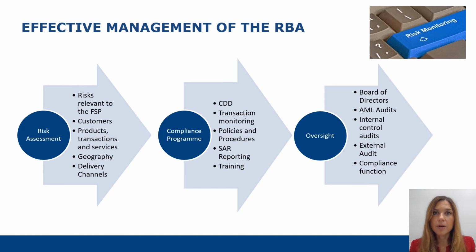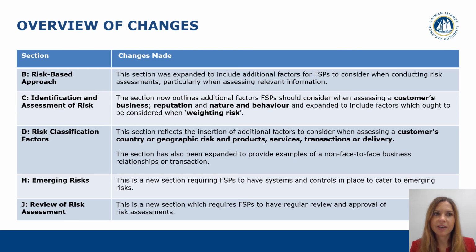Finally, oversight. Senior management oversight of AML risk is absolutely key to ensuring that there is effective management and mitigation of risk and awareness top down through your financial services institution. So the board of directors, there should be AML audits, internal control audits, compliance functions should all be working together to manage and mitigate those risks. So we've briefly set out here the overview of the changes that have come into the AMLRs, which prompted us to issue new guidance notes on the risk-based approach.